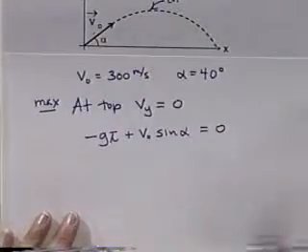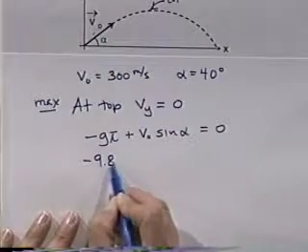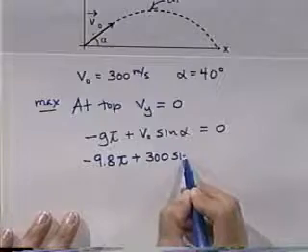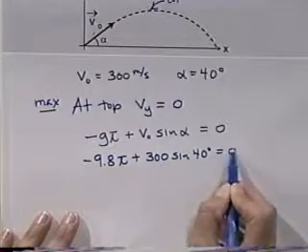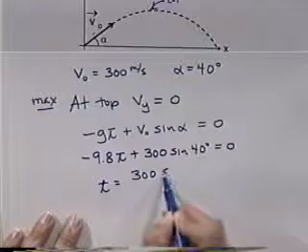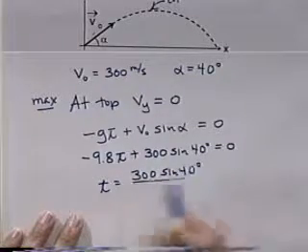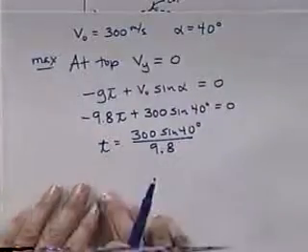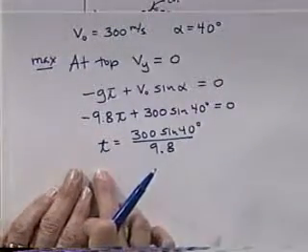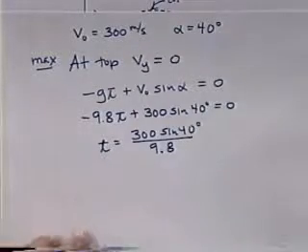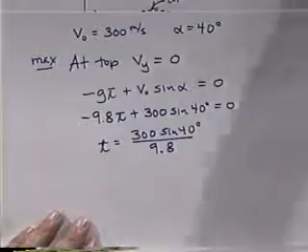Well, why not plug in what we know? g is 9.8, v naught was 300, alpha was 40. It looks to me that t is going to be 300 sine 40 over 9.8. Now, what's that going to give me, though? That's going to give me the time that I'm at the top. Everybody with me?